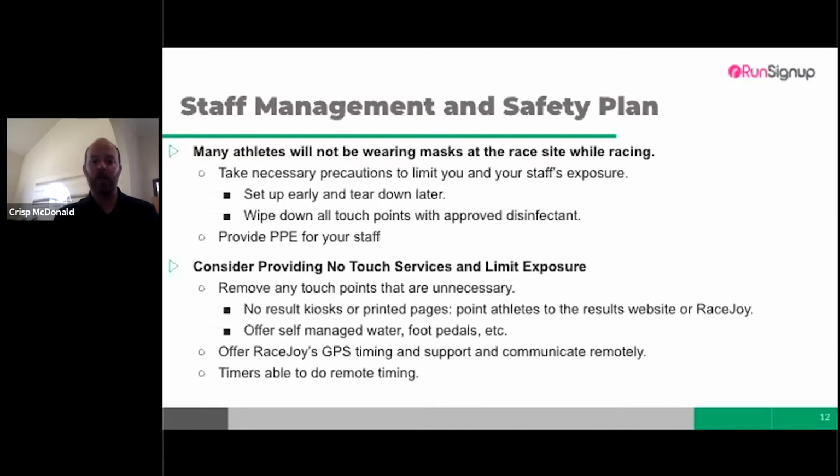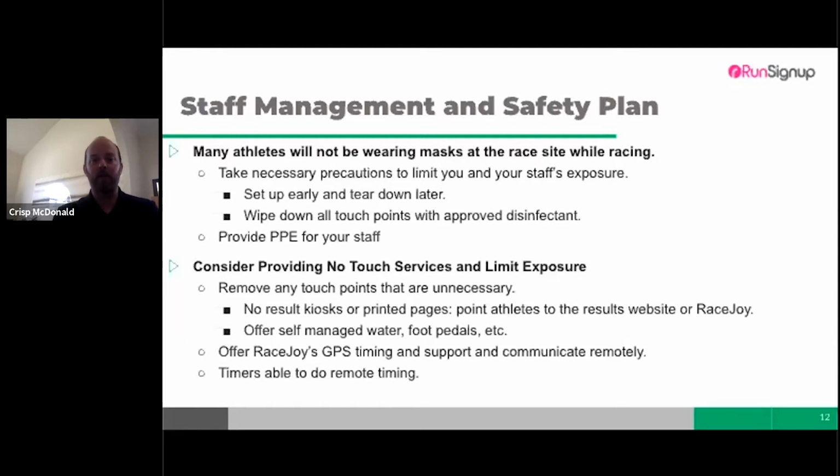And then wiping down all touch points, if there are any, with approved disinfectants. I just put approved disinfectants to be super general. I'm not going to tell you what to use. Check with the CDC or health department. I think by now you probably have some stuff at your house that is great at cleaning things.